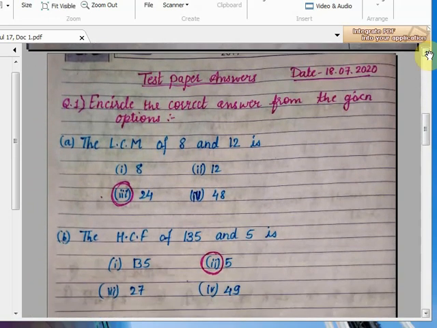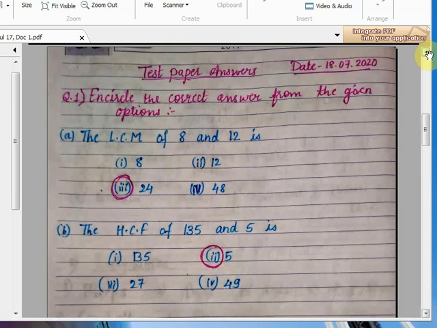So let us discuss the first question: circle the correct answer from the given options. In the first, what you have to do is find the LCM of 8 and 12. So it is very easy. To calculate the LCM of 8 and 12, what do we do? We will make the column 8 and 12, and after solving we will find that the LCM will be 24. Similarly, for the HCF you can use either the division method or the common factor method. So after solving this, the answer will be 5. Okay. Next question.